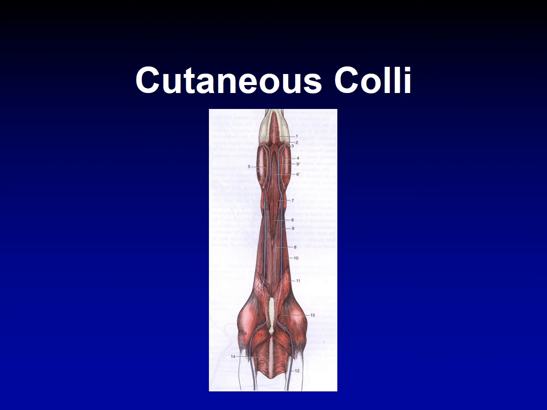Now, we come back to the cutaneous colli. I mentioned earlier that it's a V-shaped muscle that covers, if you will, a number of important structures. This is the cutaneous colli, a V-shaped muscle that covers a number of important structures. So what are these structures?